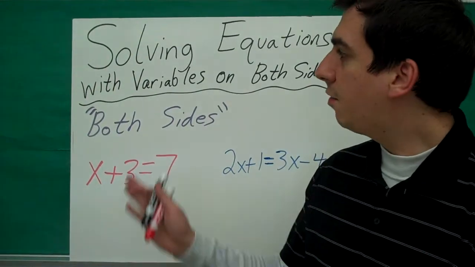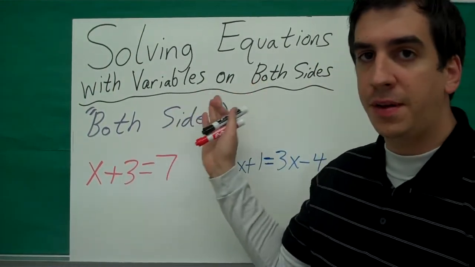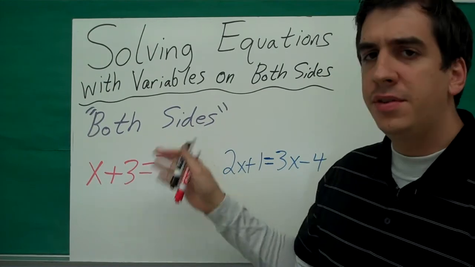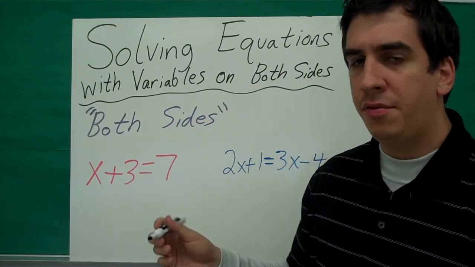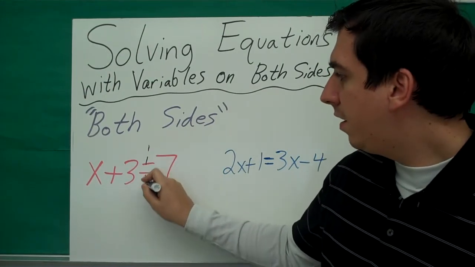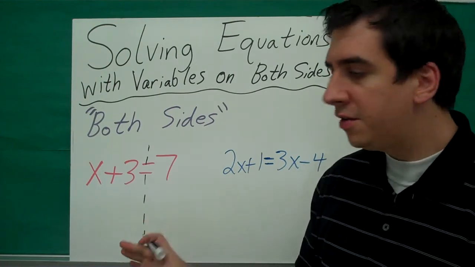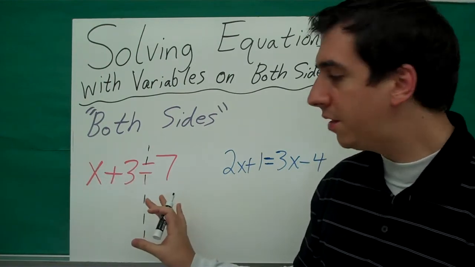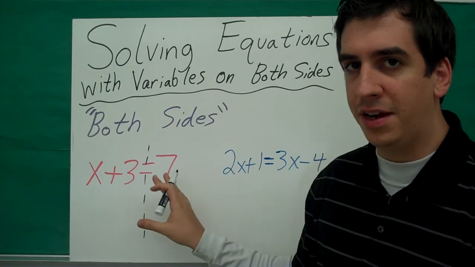Hi math friends, today we're working with solving equations with variables on both sides. When we say both sides, remember whenever we're equation solving, we want to draw a line down the equal sign, so we have two sides of the equation to work with, our left side and our right side.